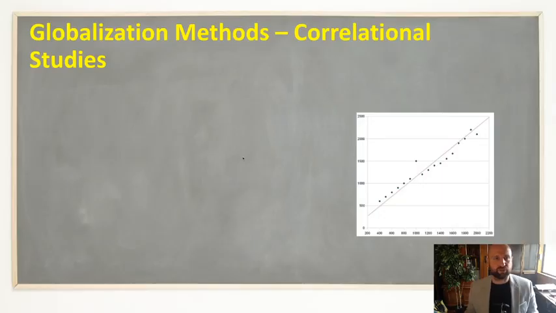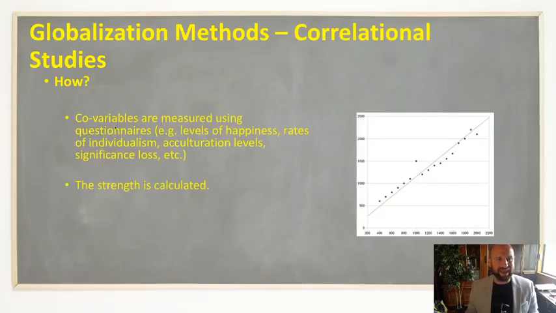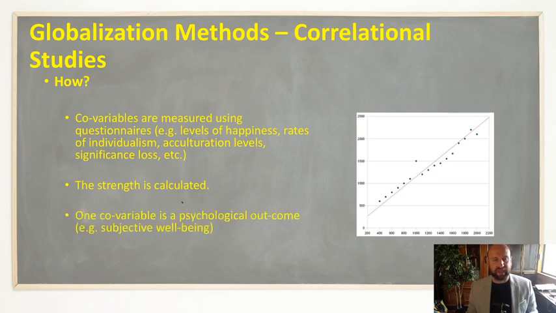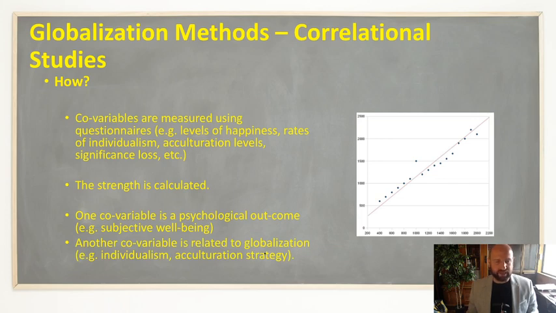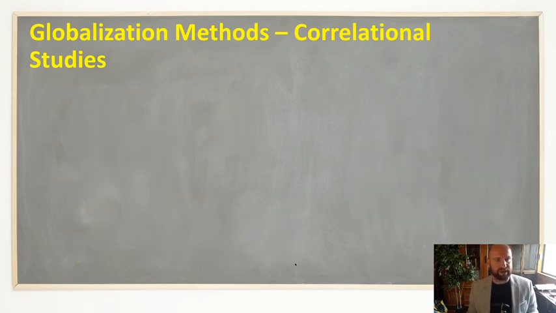Now this is followed by some chalk and talk slides if they need some help. The how: generally speaking, covariables are measured using questionnaires. That could apply to any topic, but hopefully if they give specific examples, then that links it specifically to this topic. Typically one of the covariables is some sort of psychological outcome, for example subjective well-being. And then the other covariable, again we're trying to link it as much as we can to this specific topic, is some link with globalization, so levels of individualism or an acculturation strategy by an immigrant.